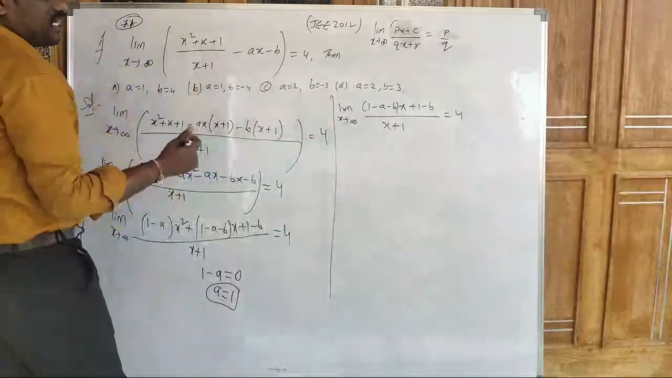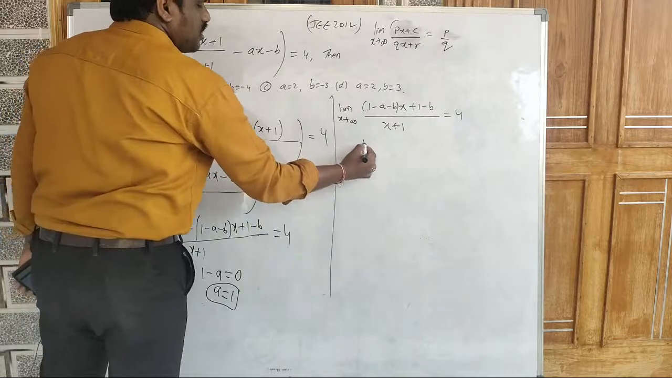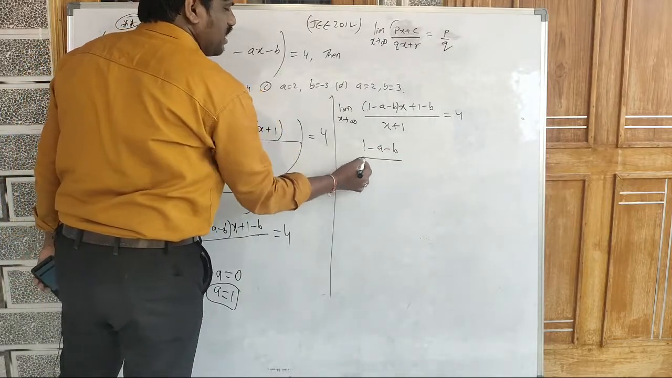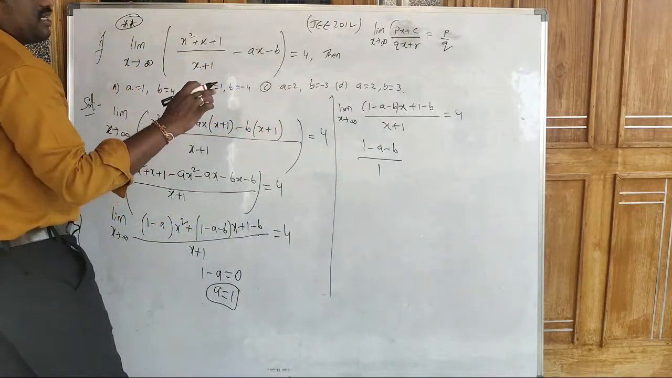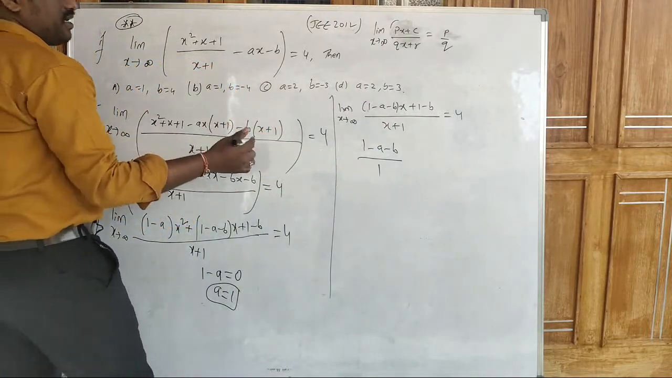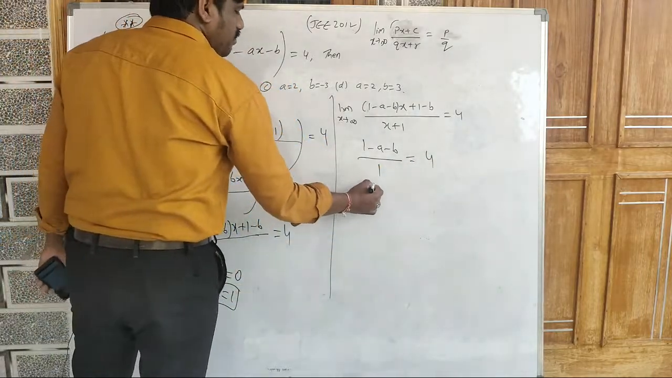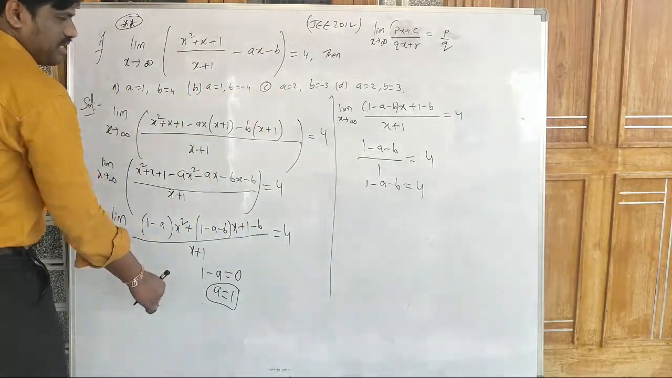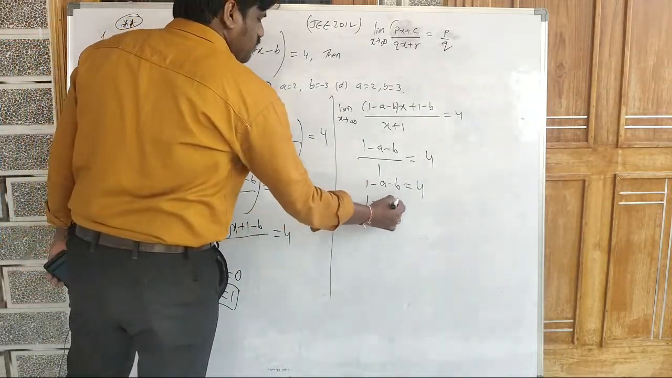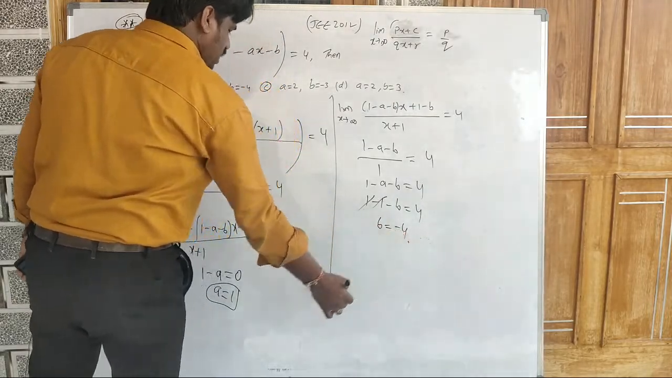So don't see 4, see the left side. What will be the answer for the limit extending to infinity for this? That is 1 minus a minus b divided by 1. The coefficient of x in the numerator is 1 minus a minus b, and the denominator is 1, then that is equal to 4. So I get 1 minus a minus b is equal to 4. And a value you already got 1. Substitute there: 1 minus 1 minus b equal to 4. 1 minus 1 cancel. B is equal to minus 4.